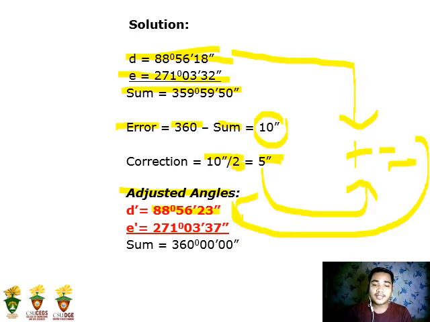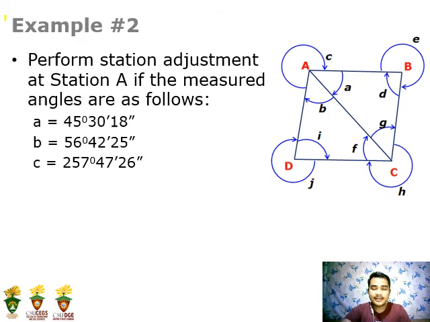So you will know that our adjustment of the angles is correct if the sum of angles D and E must be equal to 360 degrees. In our case, we add D prime and E prime, which are the correct adjusted angles, and it equals 360 degrees. So our adjustment is correct. Alright, so let's do example number 2.